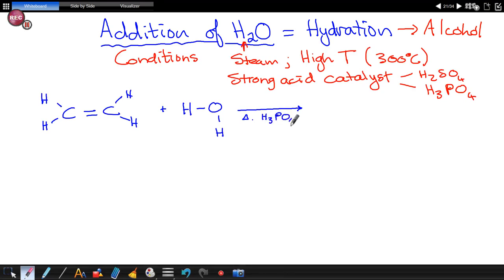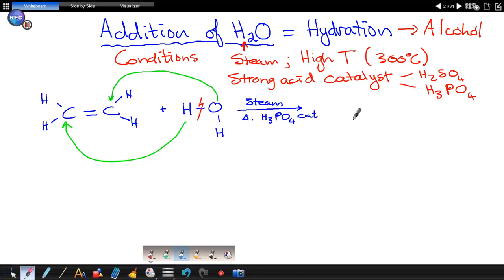H3PO4 catalyst, and we have the water in the form of steam. Okay, what will form? The water breaks up, the one hydrogen will go to one of the carbons, and the hydroxide will go to the other carbon. So what forms is ethanol.